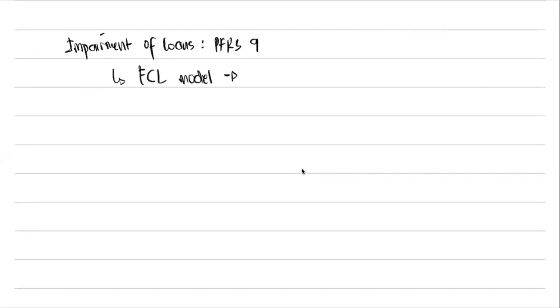So after learning the impairment under PAS 39 for loans receivable, we learn now the impairment of loans under PFRS 9. How do we impair your loans under PFRS 9? We said in our introduction before that your impairment of loans under PFRS 9 is based on your expected credit loss model, or your ECL model, in which we use a probability of default.